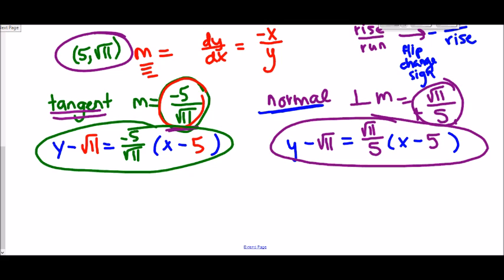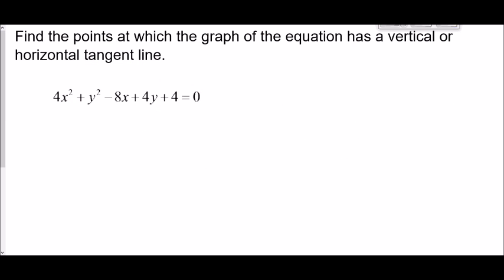The last example, in the end of these notes, is again a little bit of a different flip on, we have to use implicit differentiation, but we're finding something that's a little bit different. So it says find the points. Okay, so this time it's points, no equation. We do not need y minus y1 equals m times x minus x1, all that kind of stuff. It says find the points at which the graph of the equation has a vertical or a horizontal tangent line.